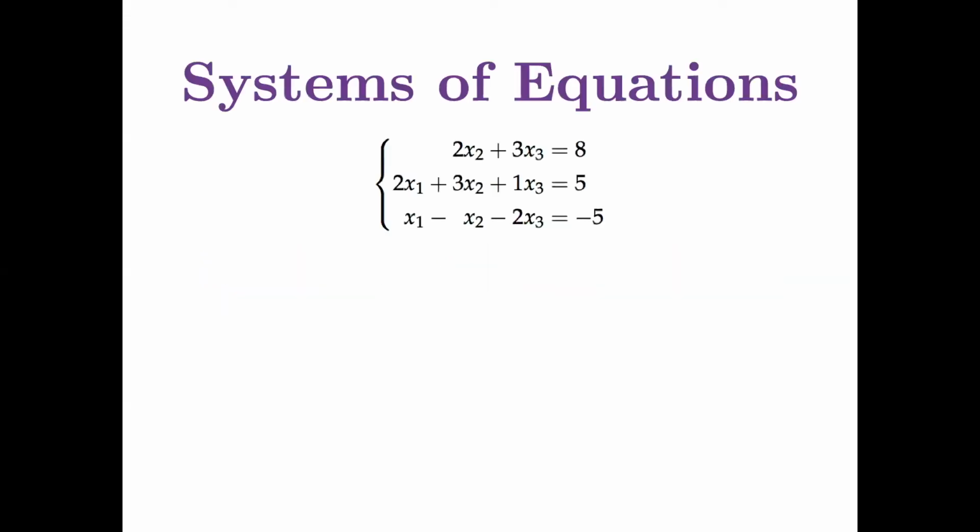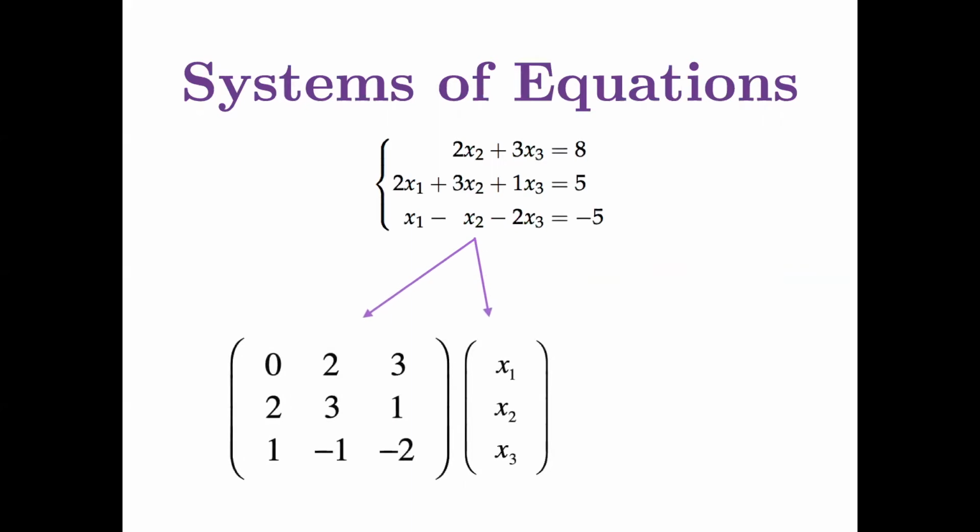The first thing that's important to recognize is that any system of equations, which is just a group of equations that we want to hold true simultaneously, can be written as a matrix vector product, as long as the equations are linear in nature, where the matrix here contains the coefficients from each equation. So the first row is 0, 2, 3, corresponding to 0, 2, and 3. And the vector is the vector of unknowns. And of course, there's a right-hand side vector here as well. So a system of equations can be written as a matrix equation.